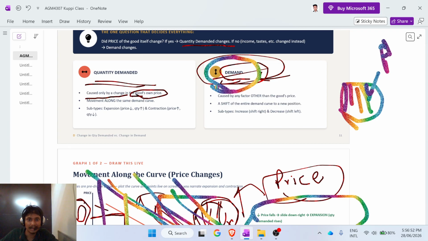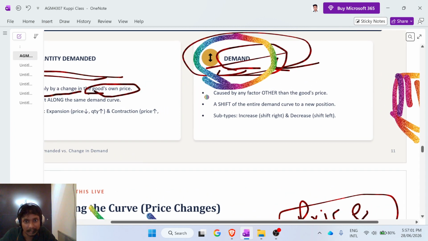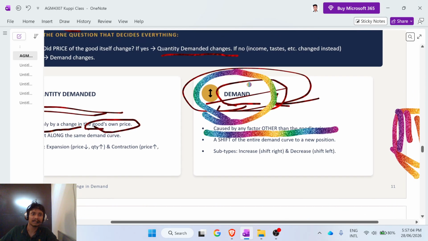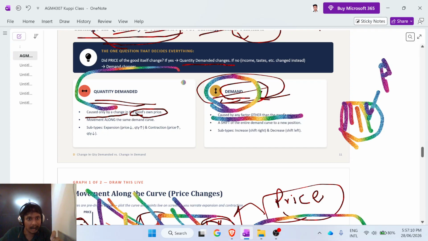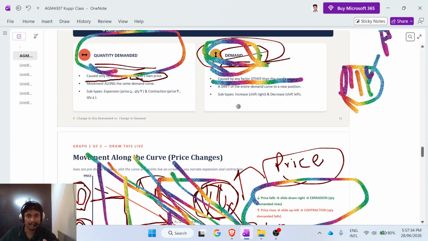What is demand? Please read the statement. Demand is caused by any factor other than the goods' price. If the goods' price changes, that is a change in quantity demanded. If other things, not price, change, that is a change in demand. For example, we can discuss that.